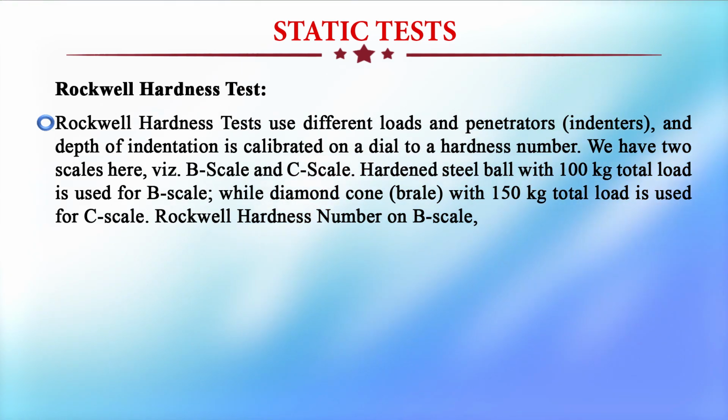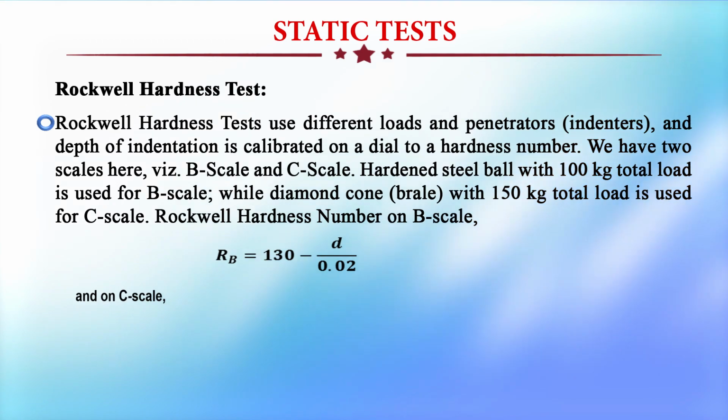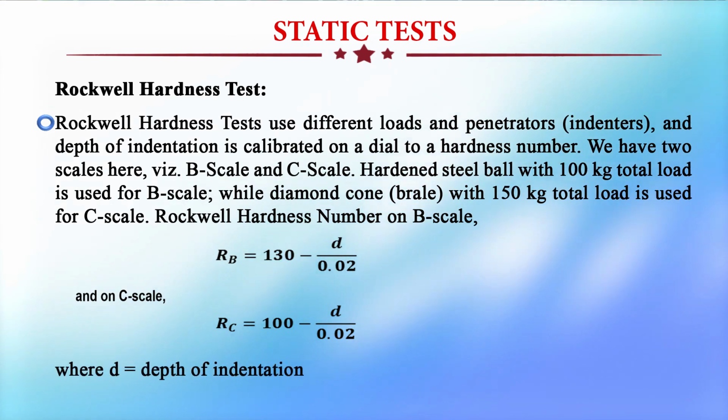Then, to find out the Rockwell hardness number on the B scale, we have the equation RB = 130 - D/0.2. This is the equation for the B scale Rockwell hardness number. And on the C scale, RC = 100 - D/0.02, where D is the depth of indentation. So, if we know this D, then we can easily find out the Rockwell hardness number for the B scale as well as the C scale.